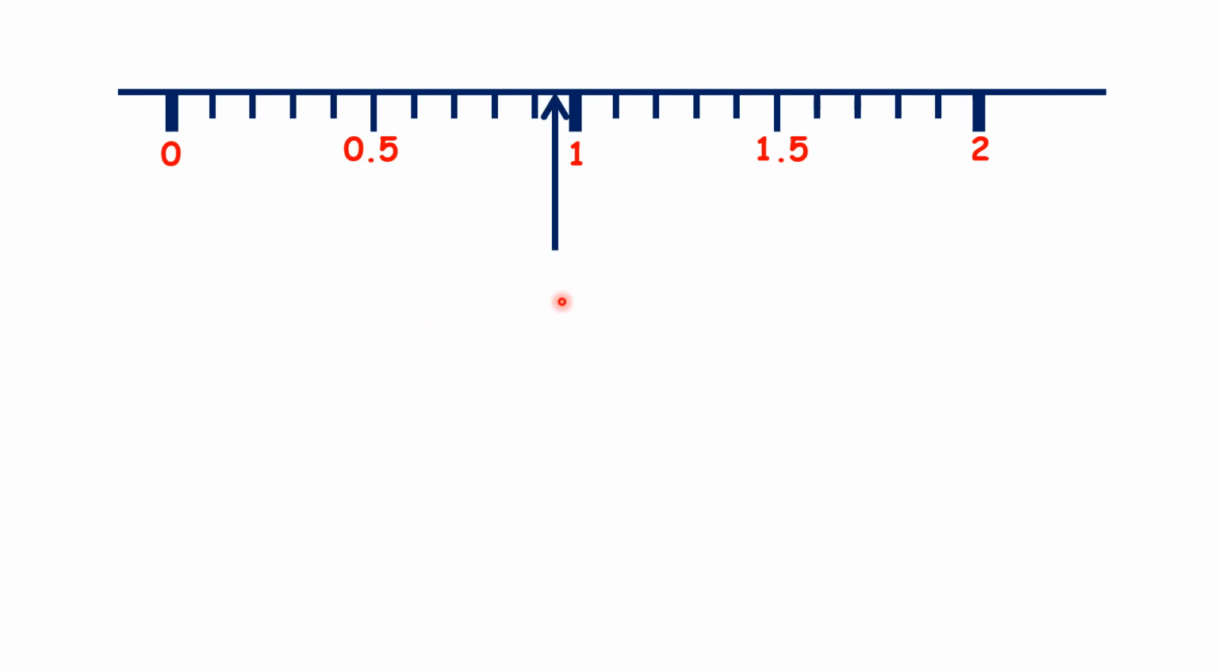So what do we have here? We have 0.95, halfway between 0.9 and 1. And here, it's halfway between 1.3 and 1.4, so 1.35.